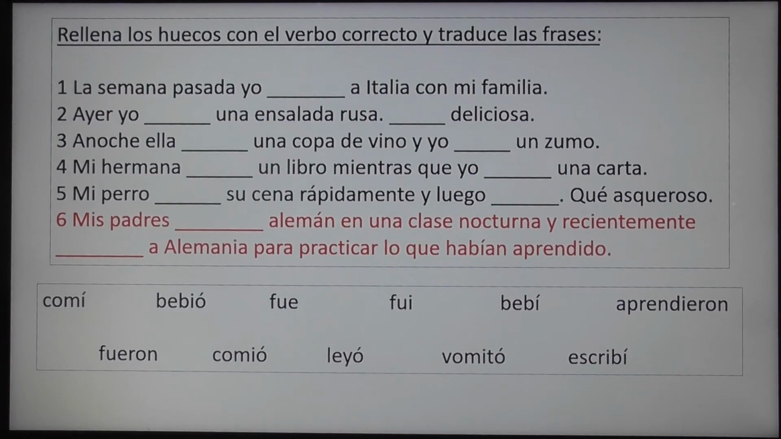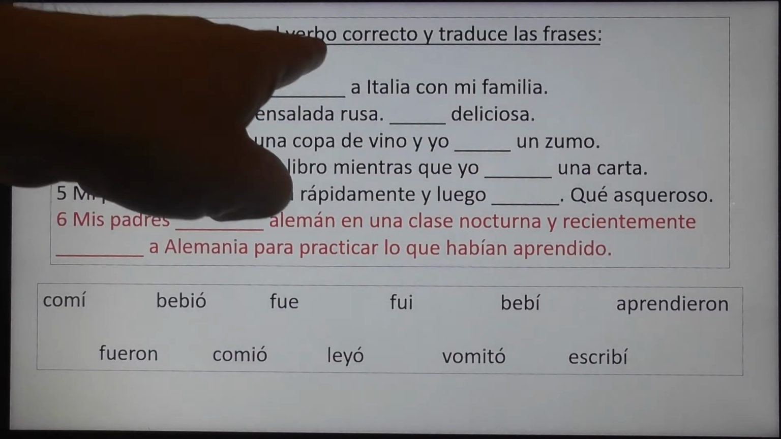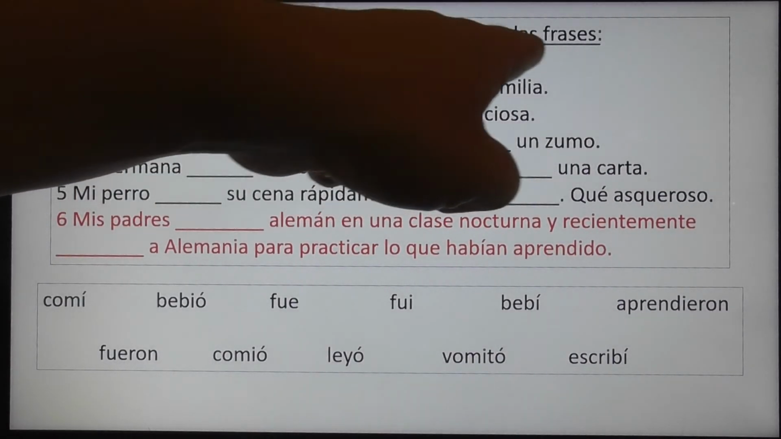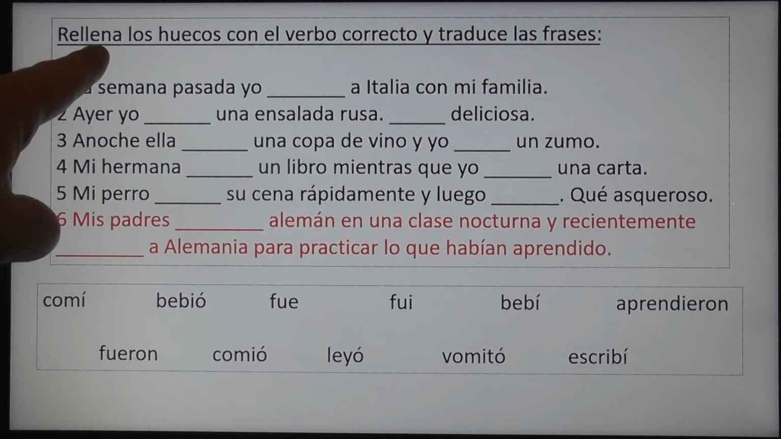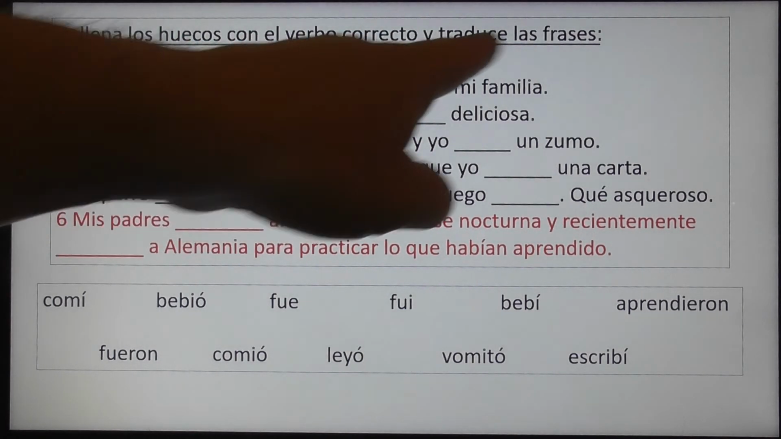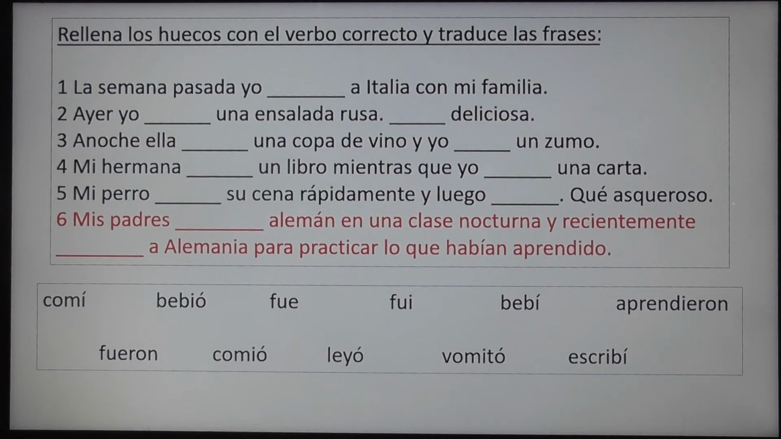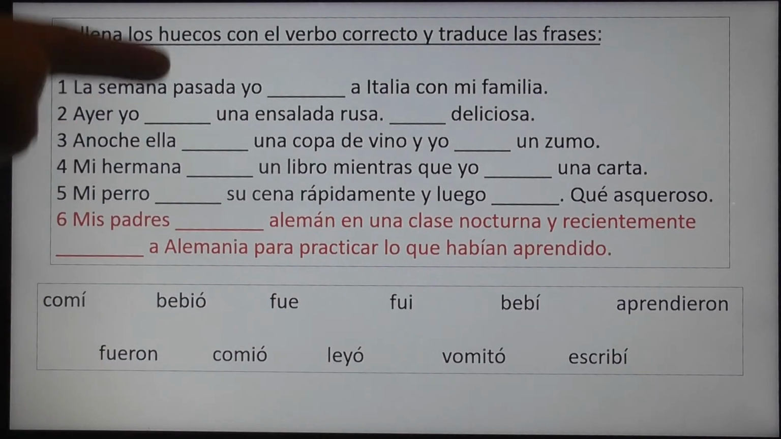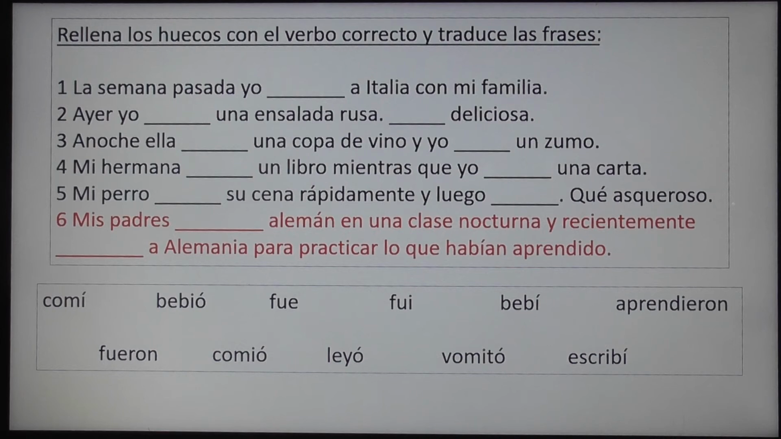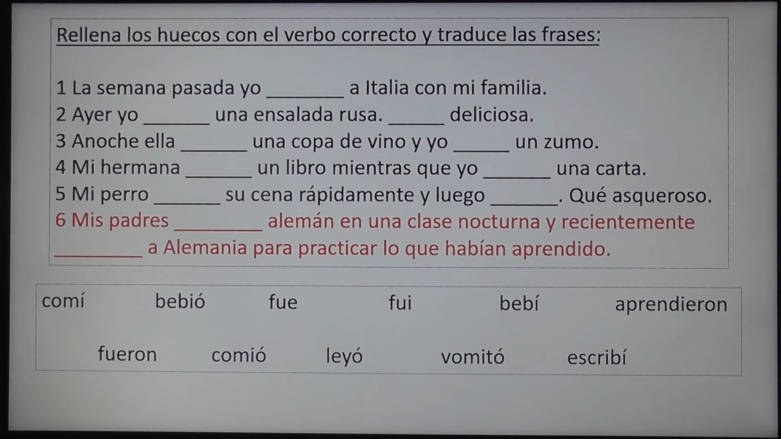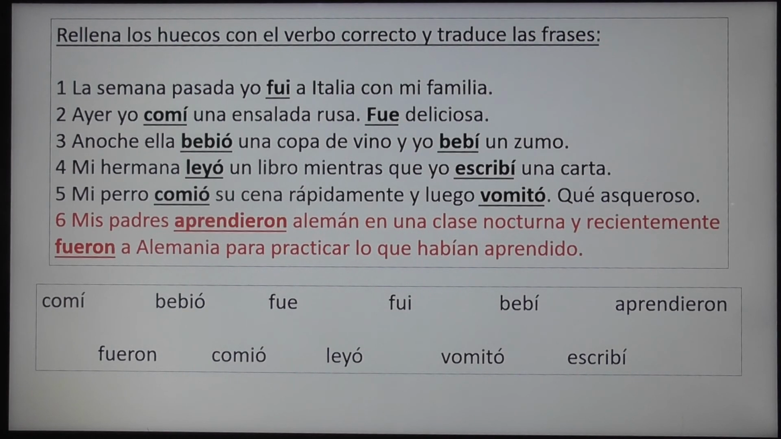Y finalmente, rellena los huecos con el verbo correcto y traduce las frases. So, what do you need to do here? You need to fill in the blanks with the correct verb and translate these sentences into English. All of these verbs will fit in a gap, but only one per gap, okay? There's never an opportunity for you to think, oh, I could use one or the other there. Okay, good luck, buena suerte. Y vamos a continuar en 3, 2, 1.